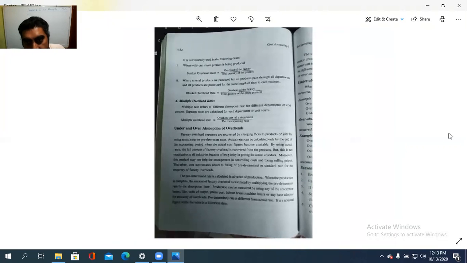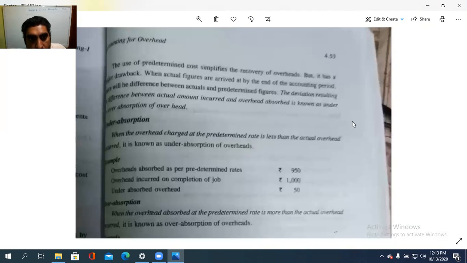What is this thing? So under absorption and over absorption. So the use of predetermined cost simplifies the recovery of overheads, but it has a major drawback. When the actual figures are arrived at by the end of the accounting period, there will be difference between actual and the predicted figures. The deviation resulting in the differences between actual amount incurred and overhead absorbed is known as under absorption or over absorption of overhead. യഥാർത്ഥമായിട്ടുള്ള ഇതും പിന്നെ അതിനകത്ത് അബ്സോർബ് ചെയ്തിരിക്കുന്നതും ചില സമയത്ത് കൂടുതലാകാം, ചില സമയത്ത് കുറവാകാം. Okay, that is under absorption as well as over absorption.